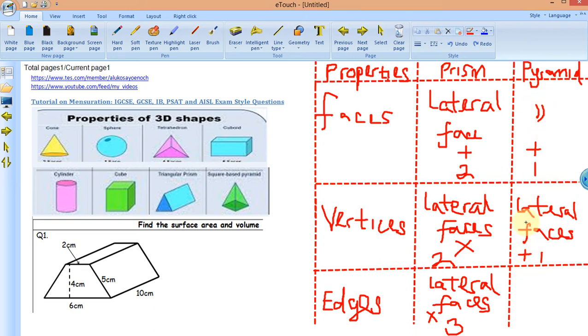Finally, for edges, that would be lateral faces times 2. Lateral means side. Let me just write side this time around. Side faces. So lateral means side faces, guys. It's still the same thing. Side faces.